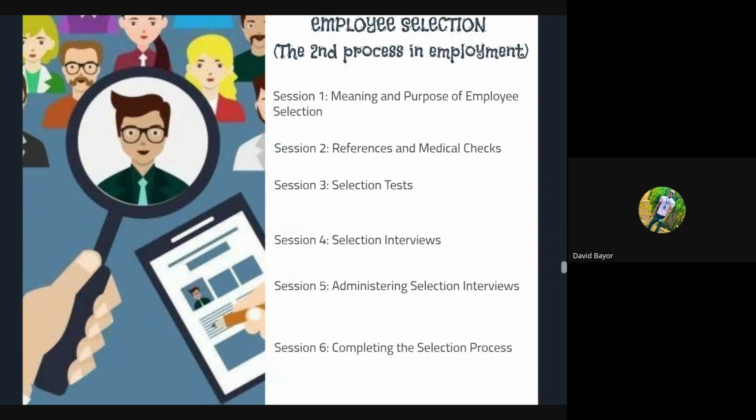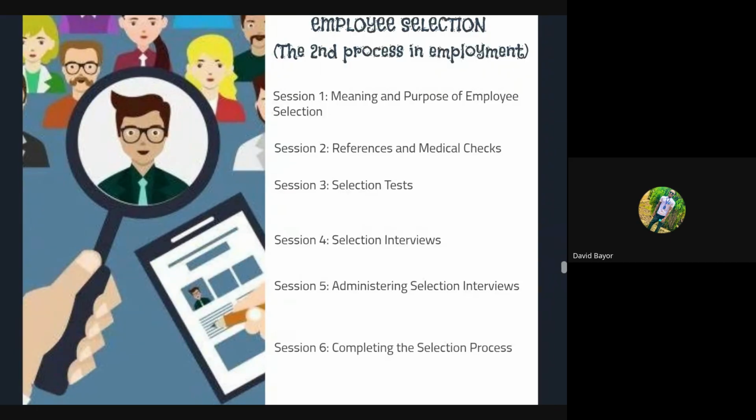Meaning of employee selection. Employee selection as a concept is simply defined as the process by which employer identifies suitable job seekers for appointment. It is the process by which capable job applicants are separated from those who are incapable from a pool of recruits.